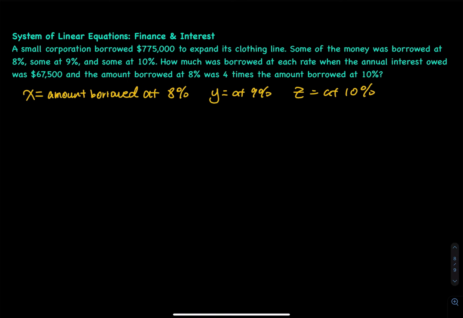The first equation describes the total, $775,000. So that will be x plus y plus z equals the total. So the first equation is x plus y plus z equals 775,000, right? And then what's next?